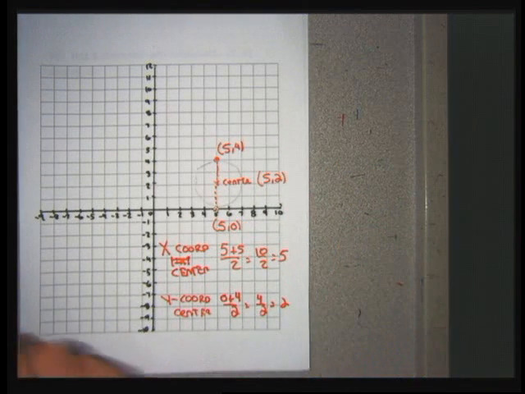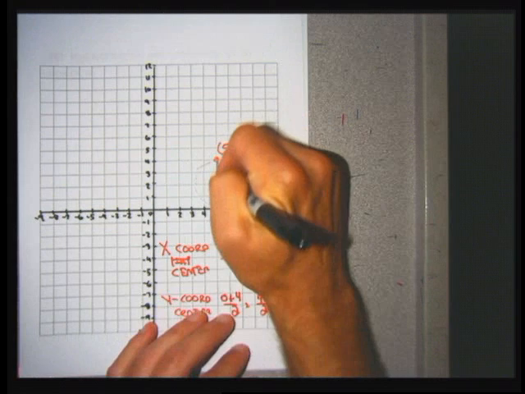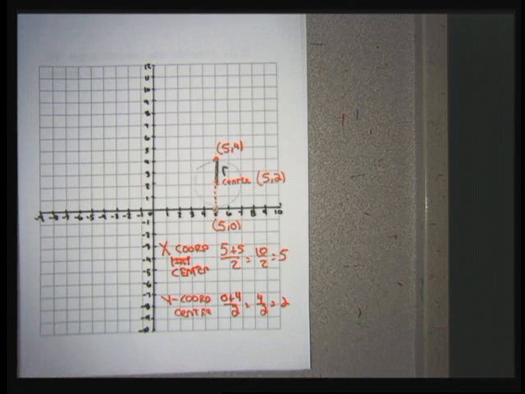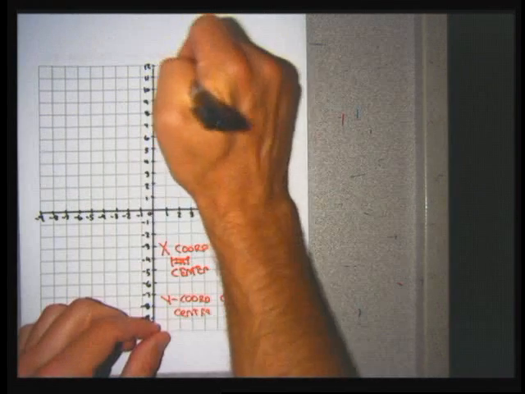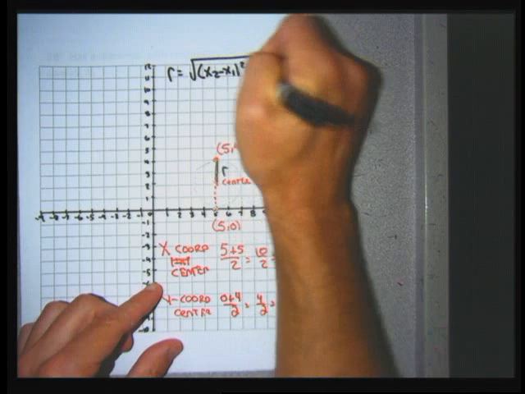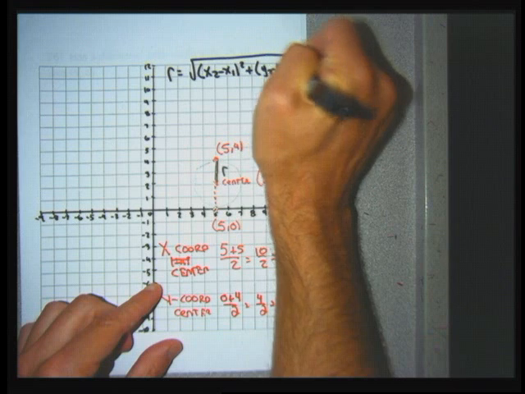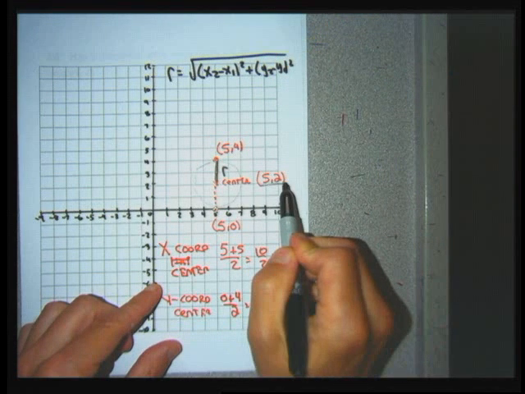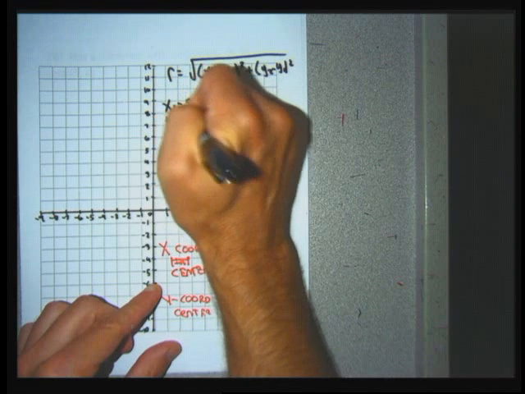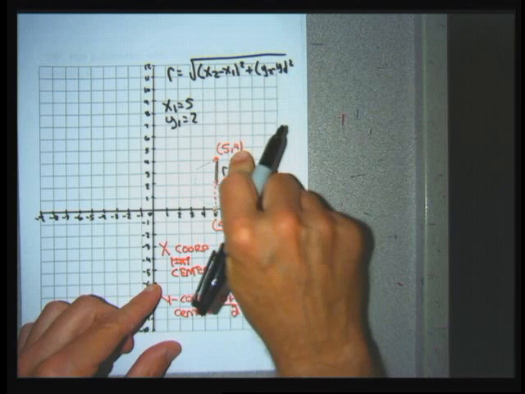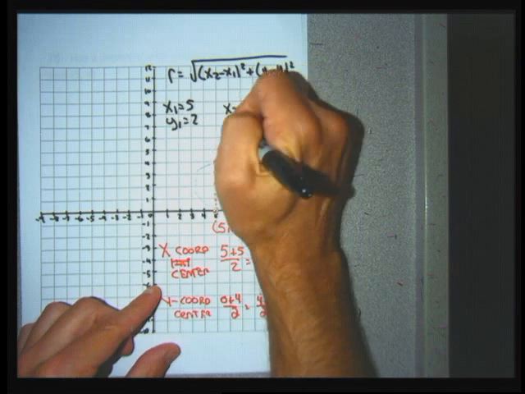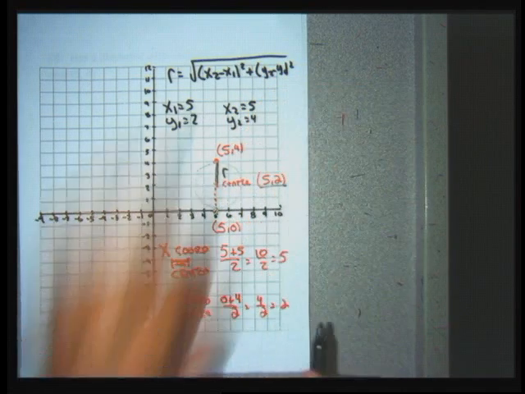The radius is the distance between the center and one of the points on the side. So this is going to be my radius. I'm going to use the distance formula to find this. The radius is going to be the square root of x2 minus x1 quantity squared plus y2 minus y1 quantity squared. I'm going to use the center for the x1 and y1. So x1 is 5, y1 is 2. I'm going to use the point 5,4 for my x2, y2, but I could have used the other point. I'm going to say x2 is 5, y2 is 4. Plug those numbers into the formula.